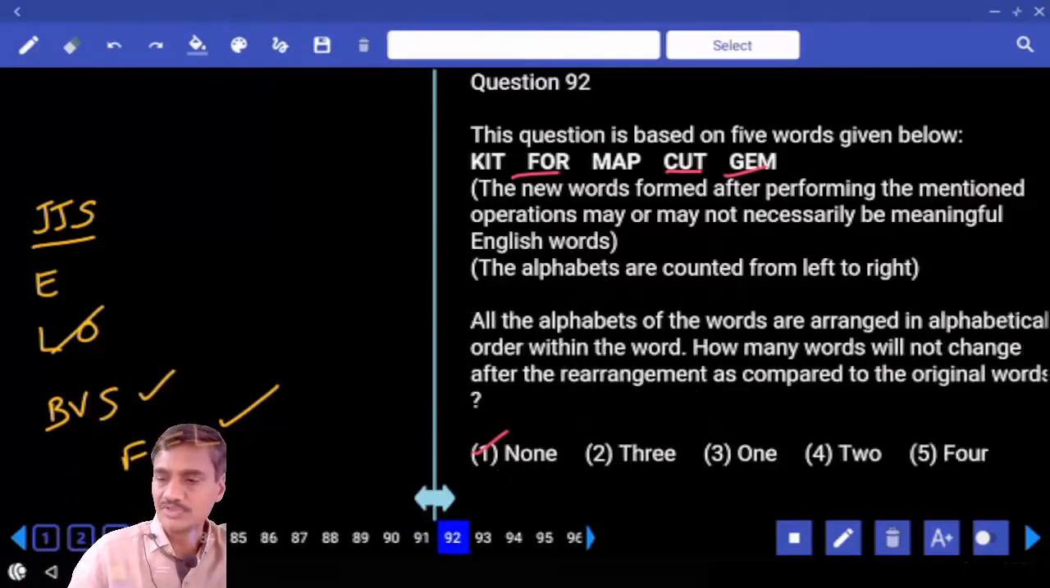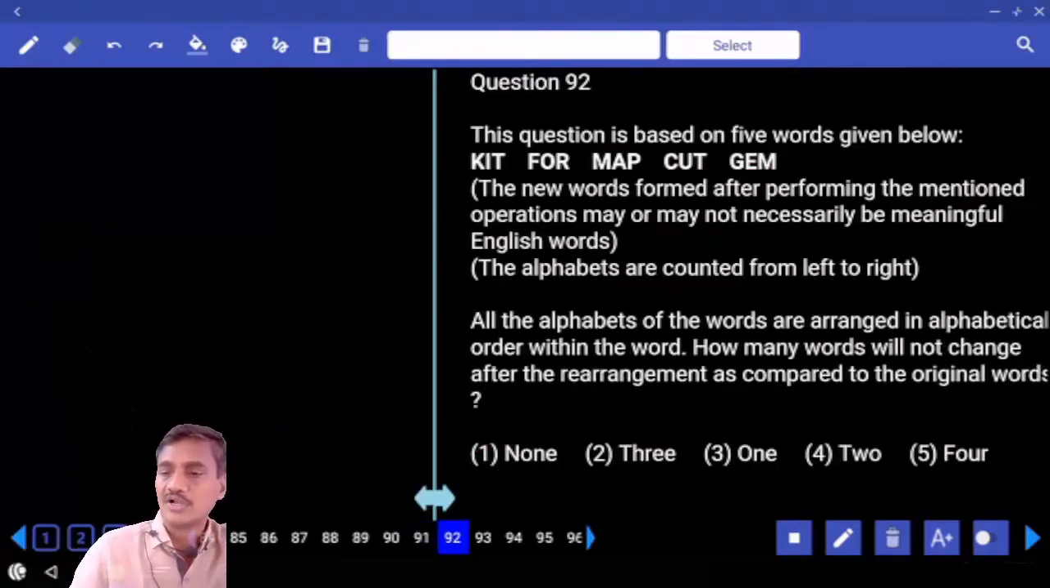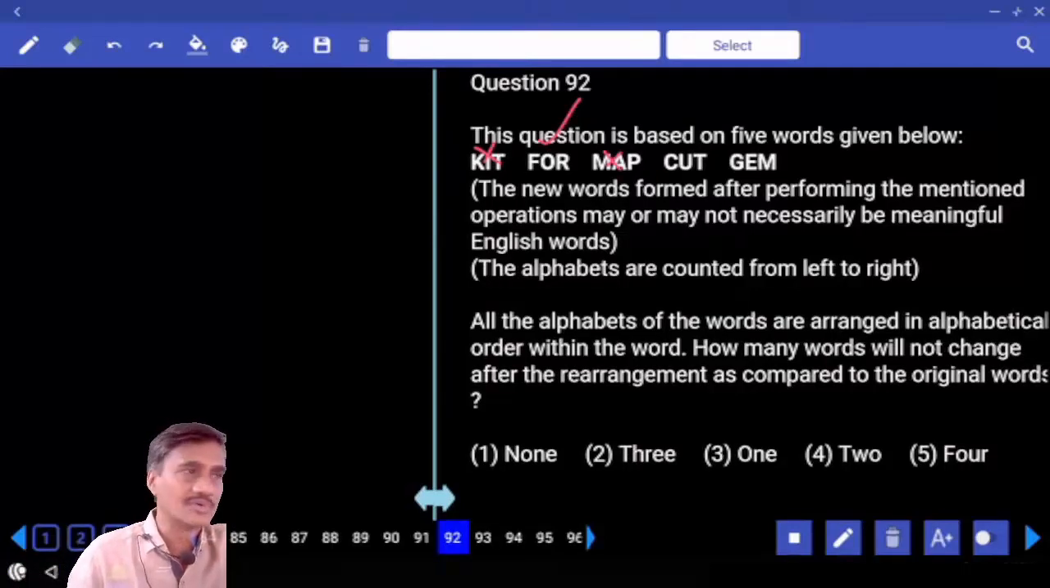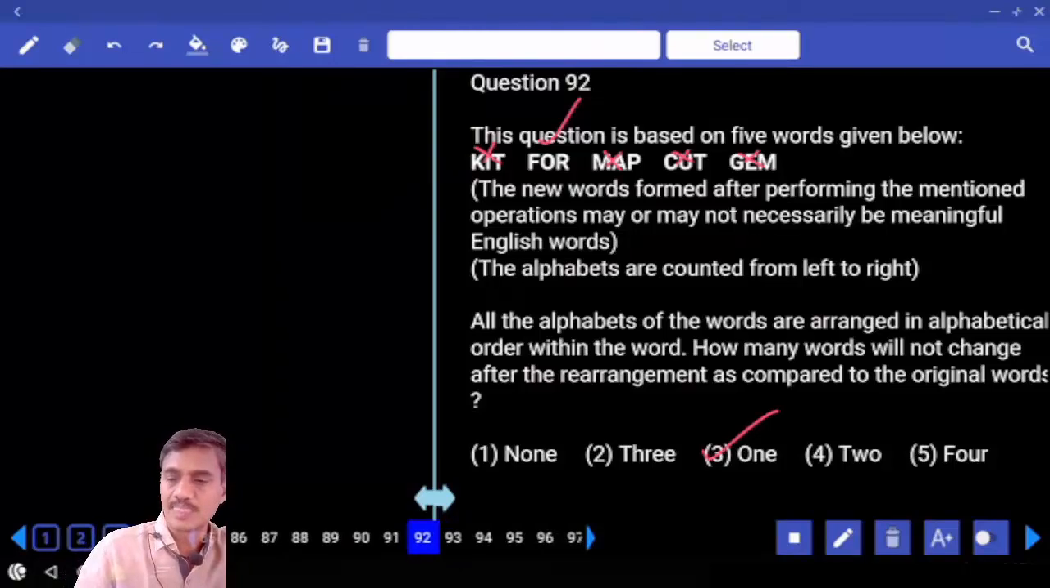Is that clear? Then coming to this 92, if all the letters of the words are arranged in alphabetical order within the word, how many words will not change after the rearrangement? All the letters are arranged in the alphabetical order within the word, so the letters must be in ascending order. Isn't it? So here I must come before K. It cannot be your answer. FOR, does it fit or not? F, O, R, all the letters are in ascending order. MAP, A must come before M, and T must come before U, and GME, E must come before G. So among the words, only one remains at the same position, that is choice 3, 92.